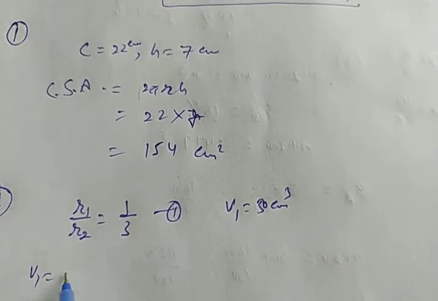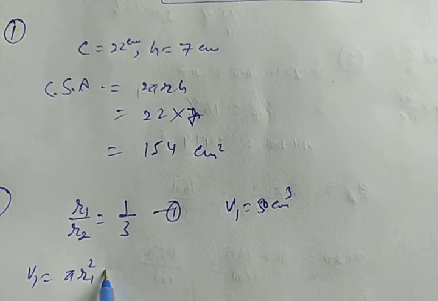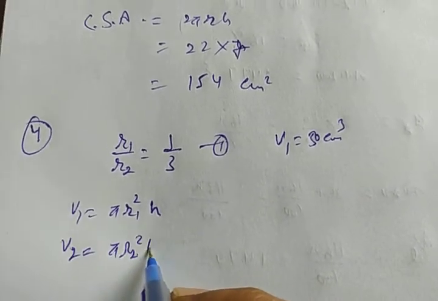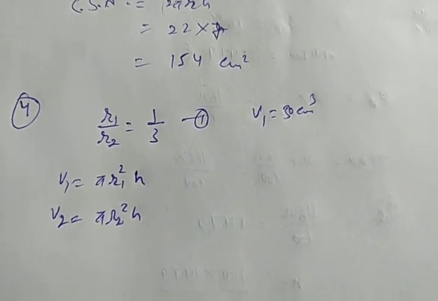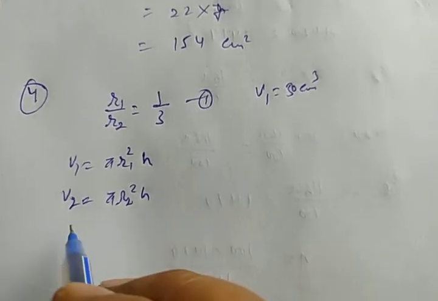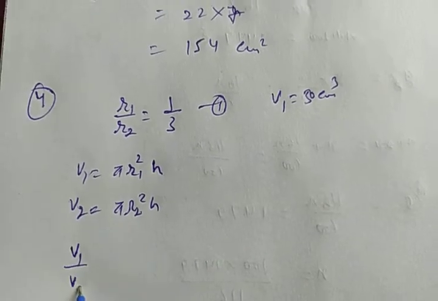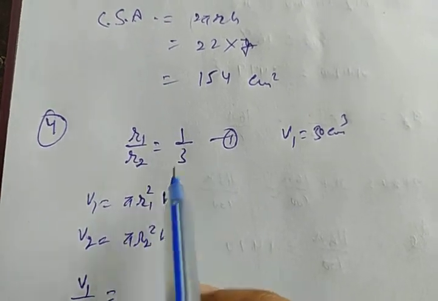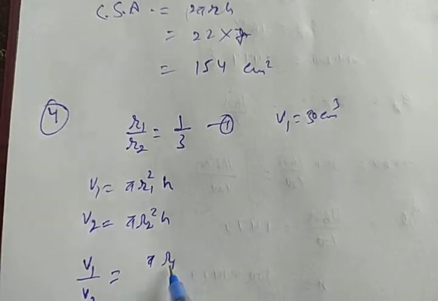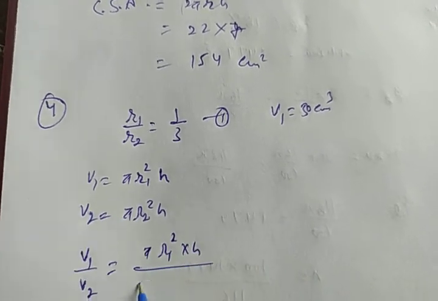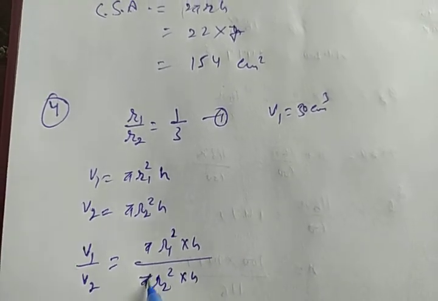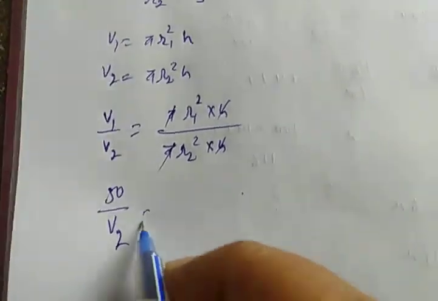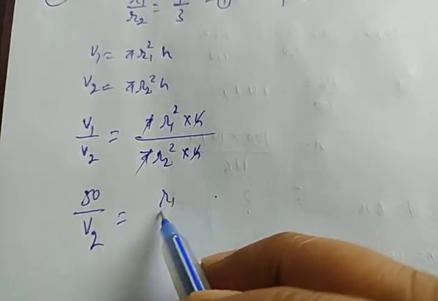V1 would be equal to pi r1 square h, and V2 will be equal to pi r2 square h. H is the same because the question says the height is the same for both cylinders. Now you have to obtain V1 upon V2. We are dividing, and r1 upon r2 is 1 upon 3. Pi r1 square h upon pi r2 square h, pi is cancelled, h is cancelled. V1 has been given, 50 upon V2 is equal to r1 upon r2.